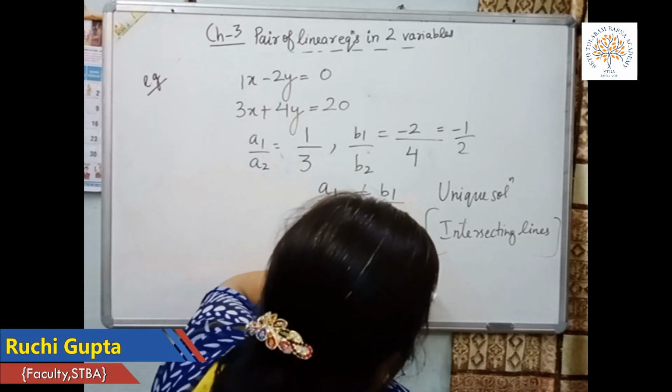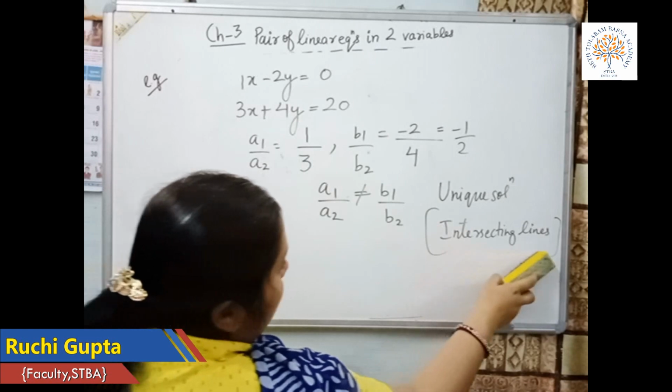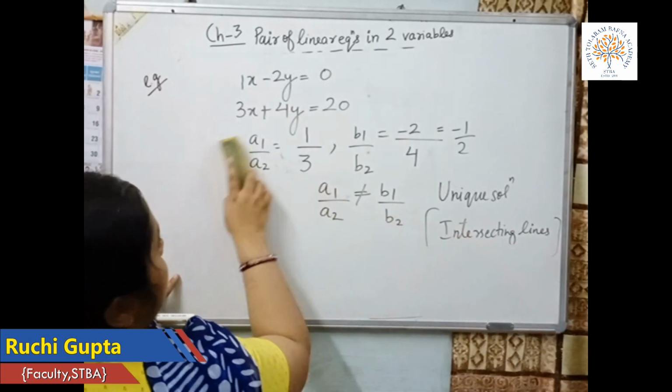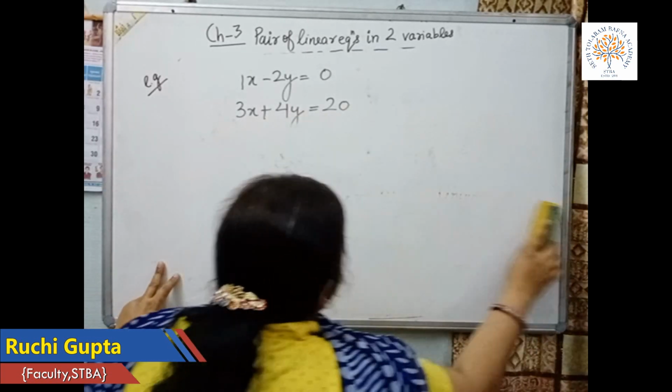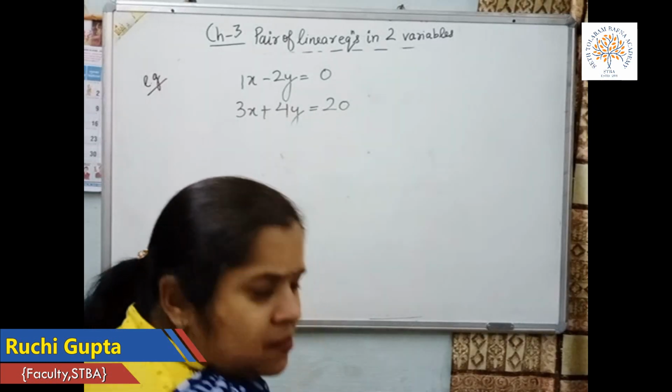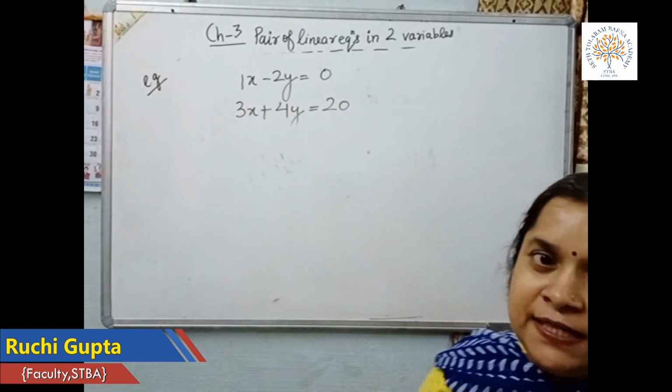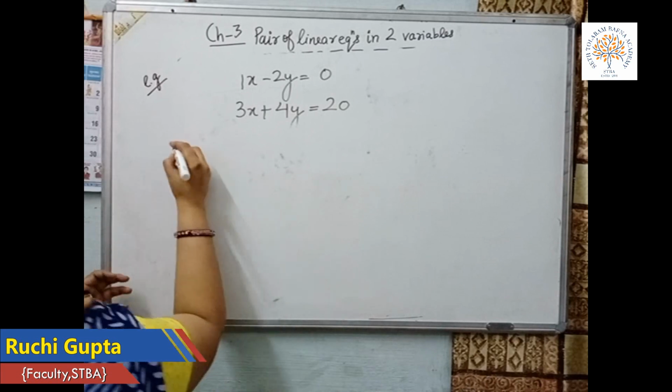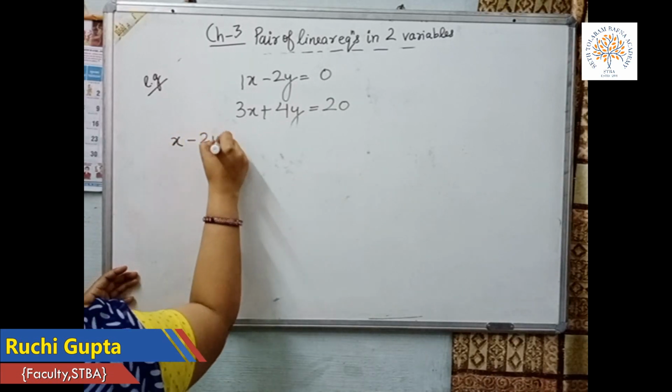A1 upon A2 is not equal to B1 upon B2. That's why the graph is intersecting lines. To plot a graph, students take some positive points and also some negative points. Suppose my first equation is this.